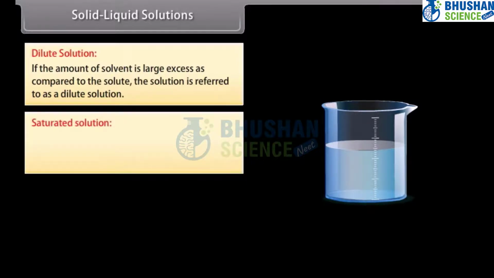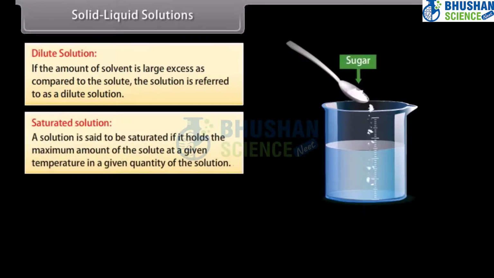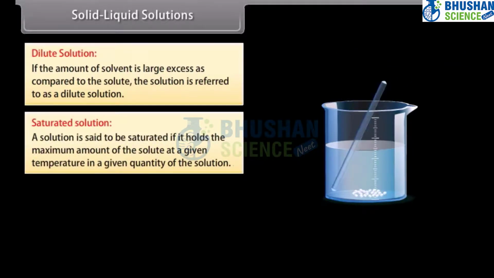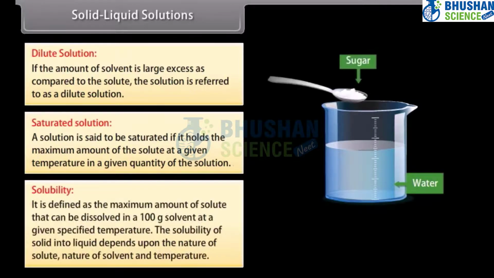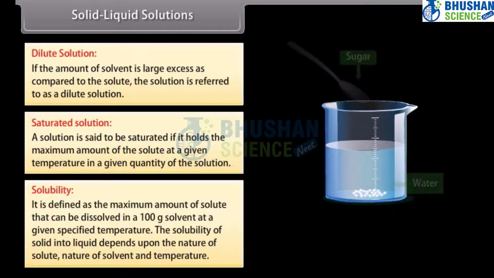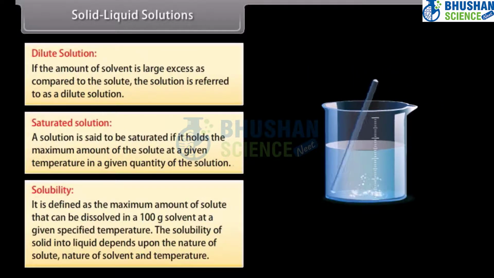Saturated solution. A solution is said to be saturated if it holds the maximum amount of the solute at a given temperature in a given quantity of the solution. Solubility. It is defined as the maximum amount of solute that can be dissolved in 100 gram solvent at a specified temperature. The solubility of solid into liquid depends upon the nature of solute, nature of solvent, and temperature.